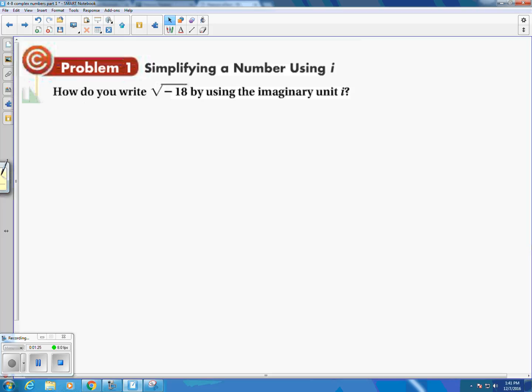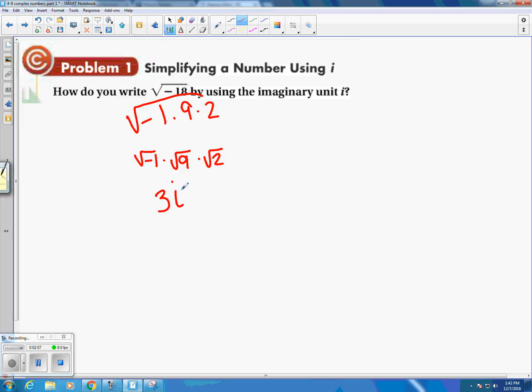So let's simplify the square root of -18 by using our imaginary unit i. We are going to rewrite the square root of -18 as the square root of -1 times 18, and I know 18 is 9 times 2. I picked 9 because I know 9 is a perfect square. I know the square root of -1 is i, I know the square root of 9 is 3, and that is multiplied by the square root of 2. So we can simplify this as 3i times the square root of 2.